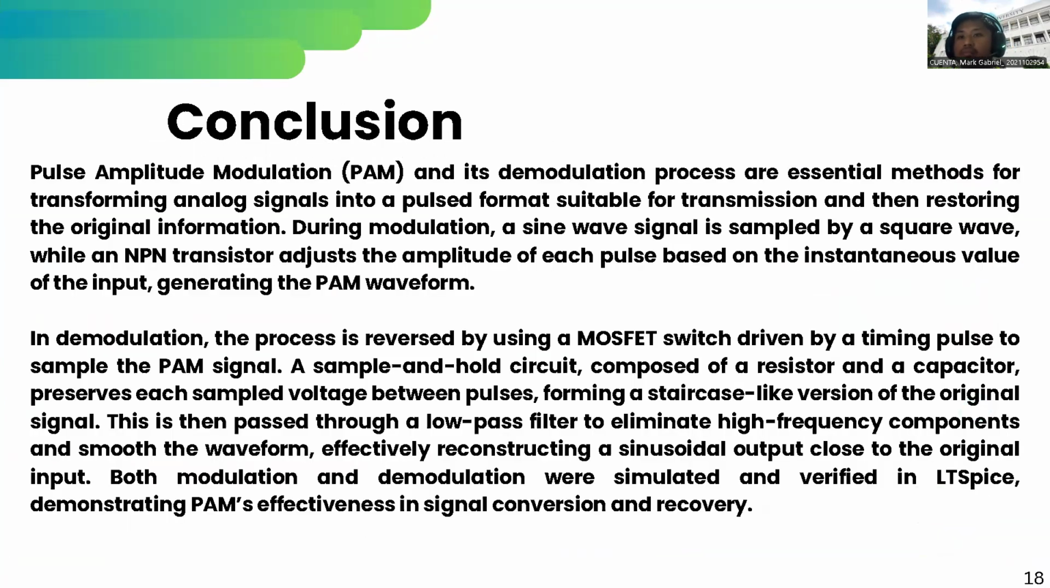Conclusion. PAM, or pulse amplitude modulation, and its demodulation process are essential methods for transforming analog signals into a pulsed format suitable for transmission and then restoring the original information. During the modulation, a sine wave signal is sampled by a square wave, while an NPN transistor adjusts the amplitude of each pulse based on the instantaneous value of the input, generating the PAM waveform. On the other hand, in the demodulation, the process is reversed by using a MOSFET, which is driven by a timing pulse to sample the PAM signal.